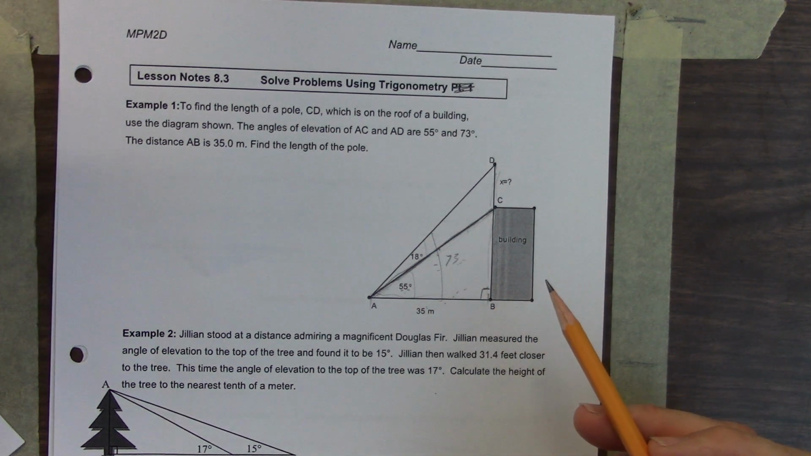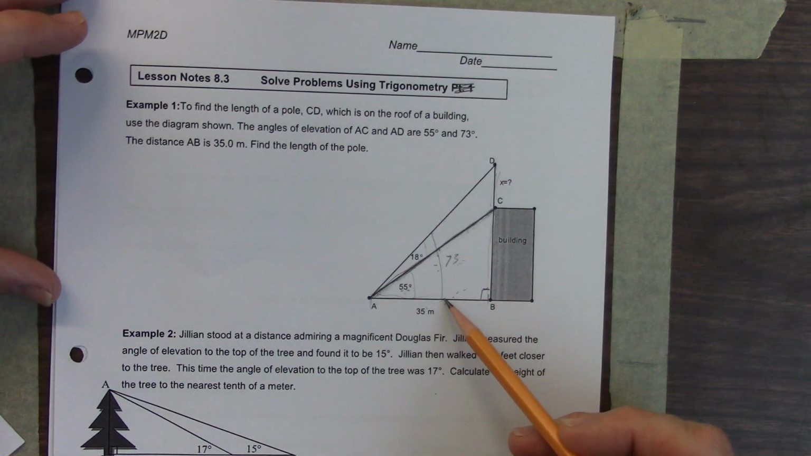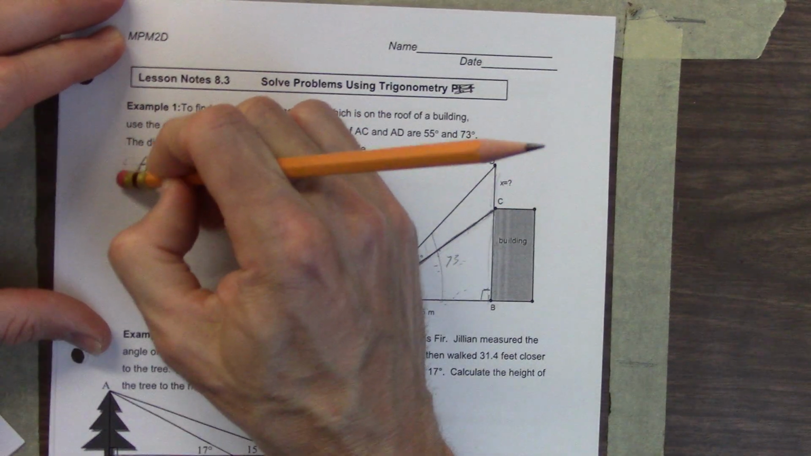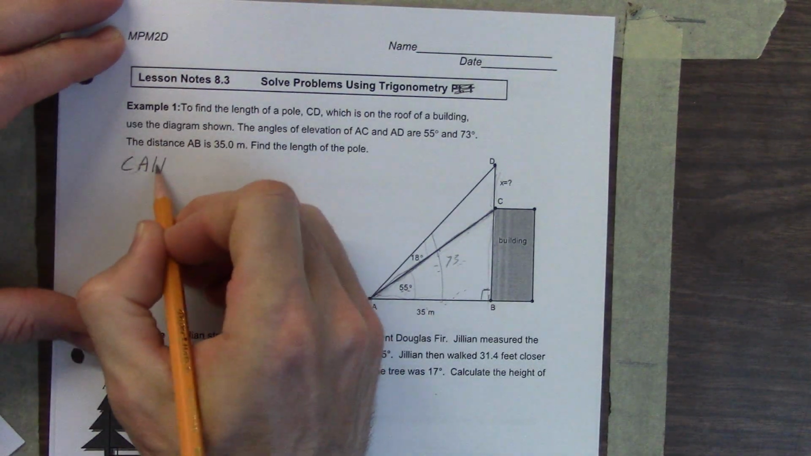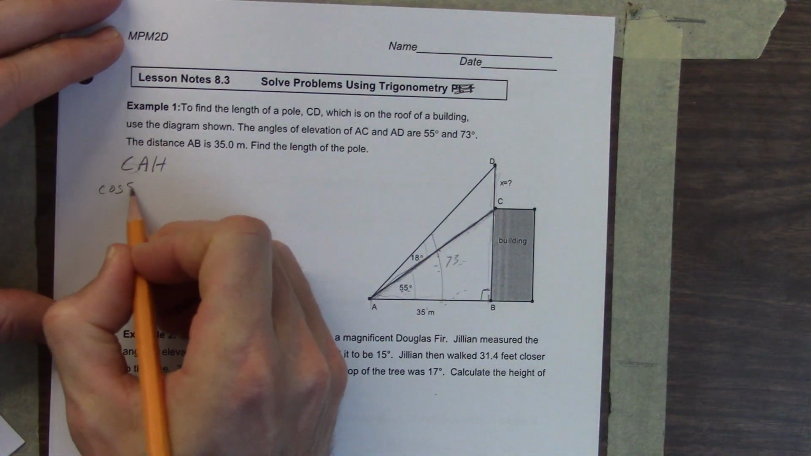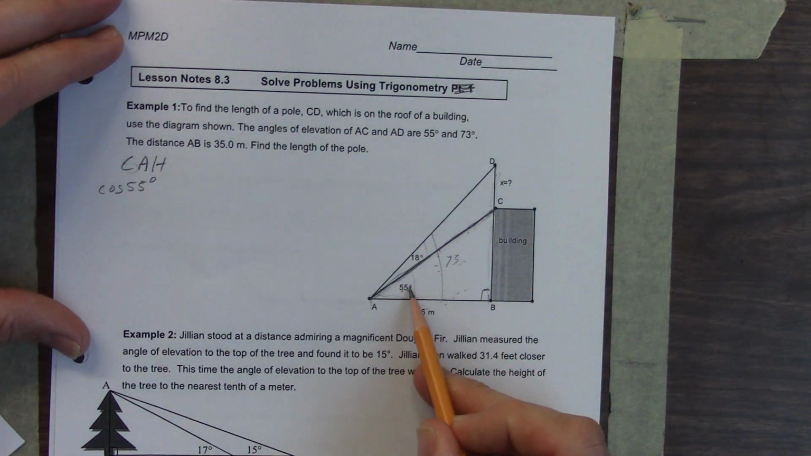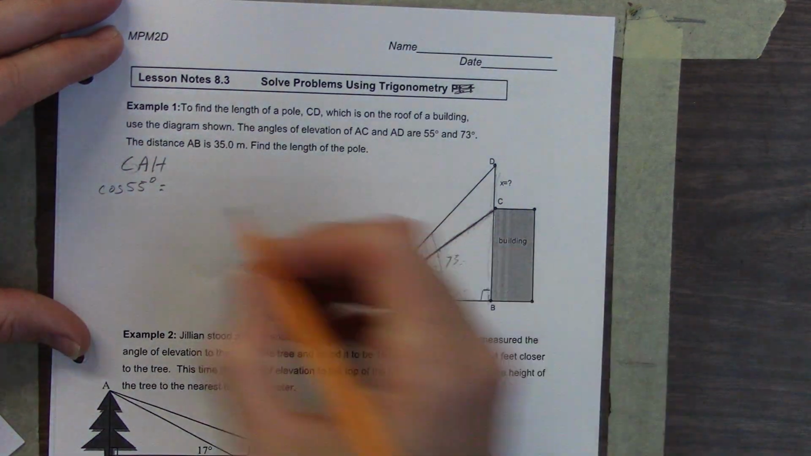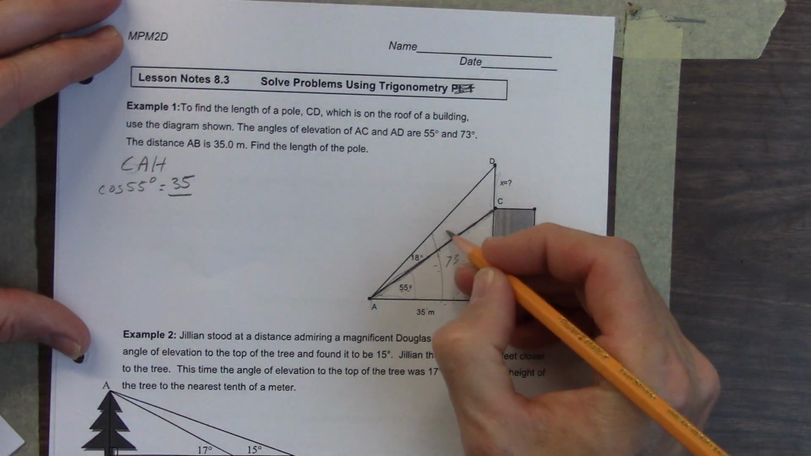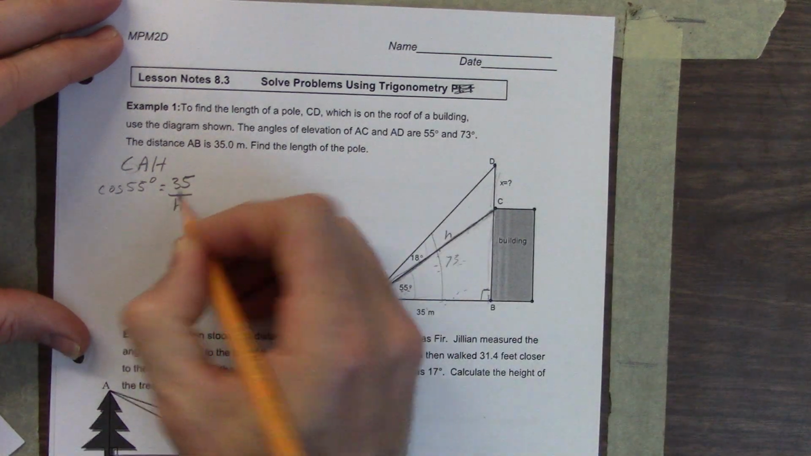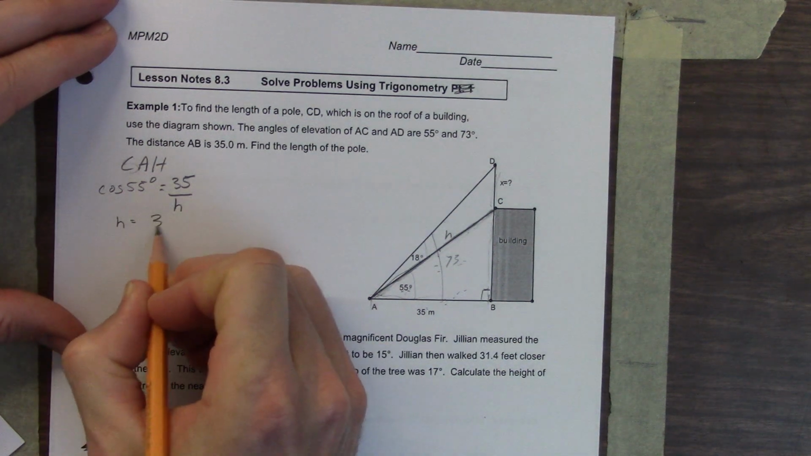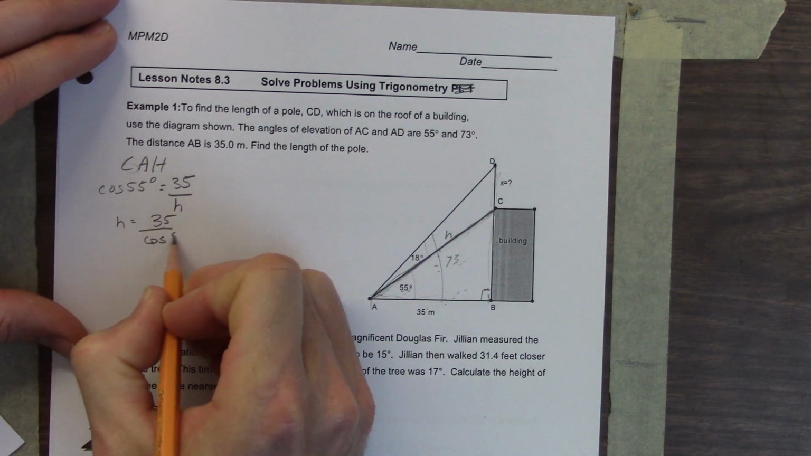That's why it's called CAH, C-A-H, right? So we're going to use CAH: cos equals adjacent over hypotenuse. So the cos of 55 degrees, this one, is going to be equal to adjacent 35 over this length here, which we'll call h for now because it's the hypotenuse. Adjacent over hypotenuse. If we cross multiply this, we'll get h is equal to 35 over cos 55.